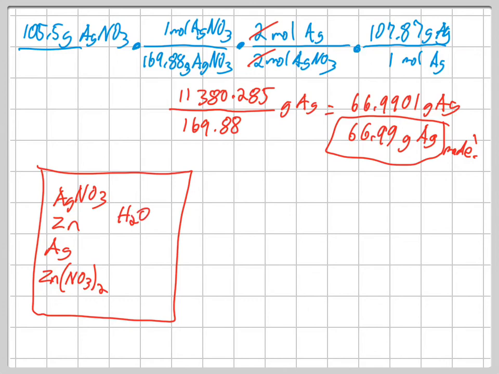Well, we said that the limiting reactant was silver nitrate. That means the silver nitrate gets completely used up. So the amount of silver nitrate in the end is going to be 0.000 grams silver nitrate. Because we just said all of the silver nitrate got used up.